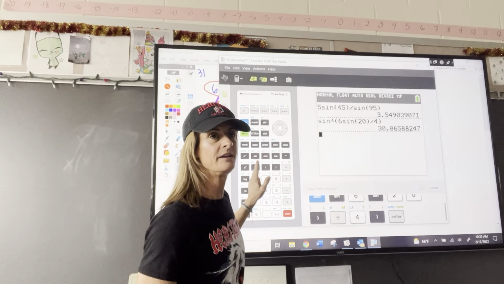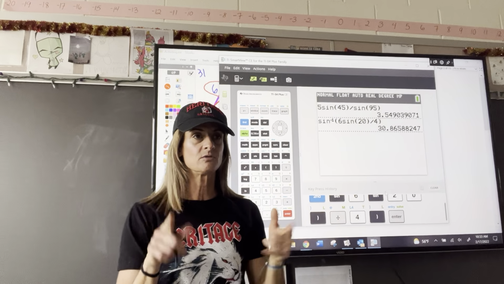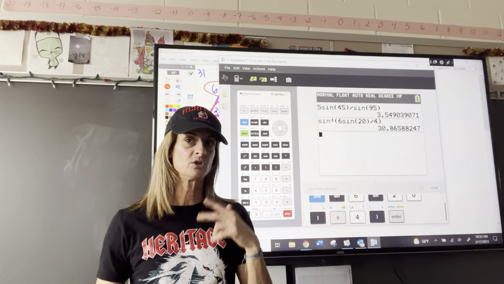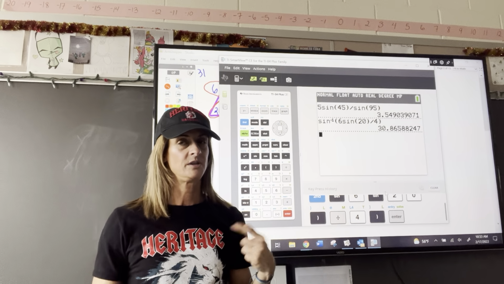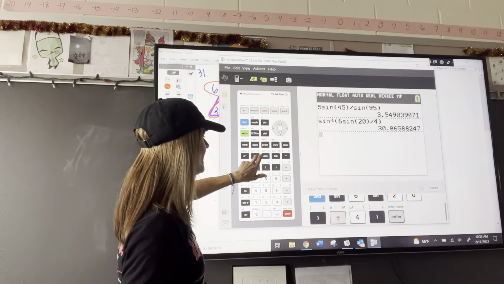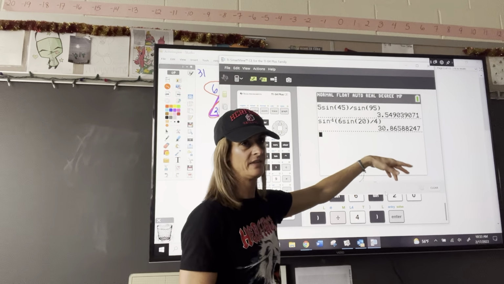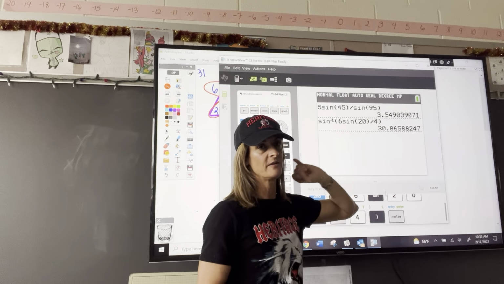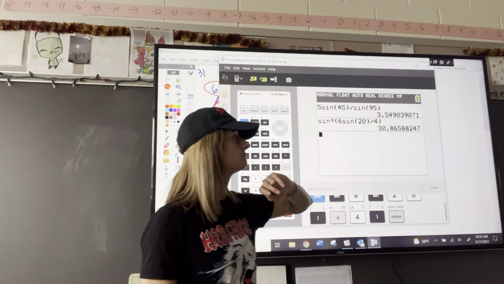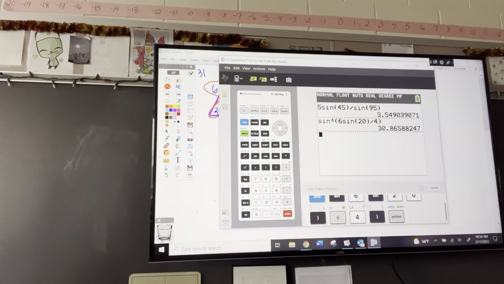To find the inverse sine on the TI-84, you would do second sine. First of all, make sure your calculator is in degrees. So go to mode, and the default is radians. So change it to degrees, if you haven't done that already, which I think we already have. Once it's in degrees, then you can do second sine, because the inverse sine is right above it on that same button, and then inverse sine all the stuff on the other side, which is 6 times the sine of 20 divided by 4. That will give you the measure of angle C, which is 30.87 degrees-ish.